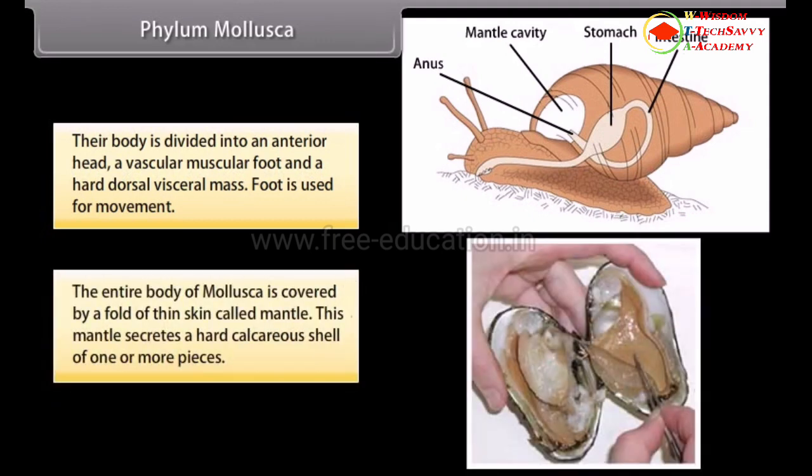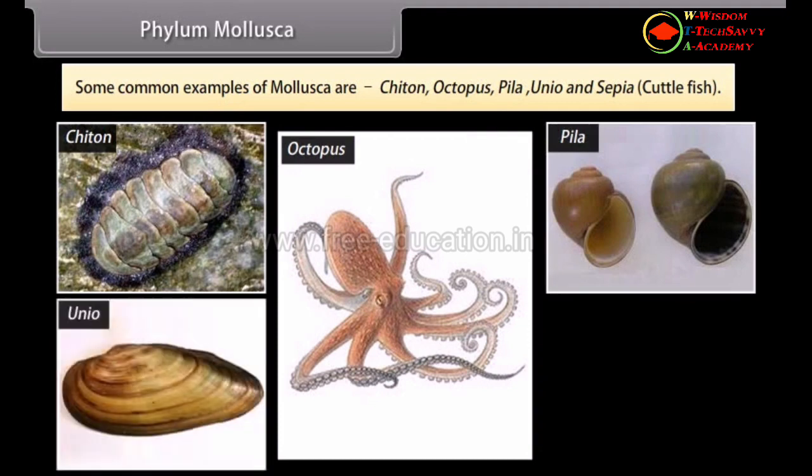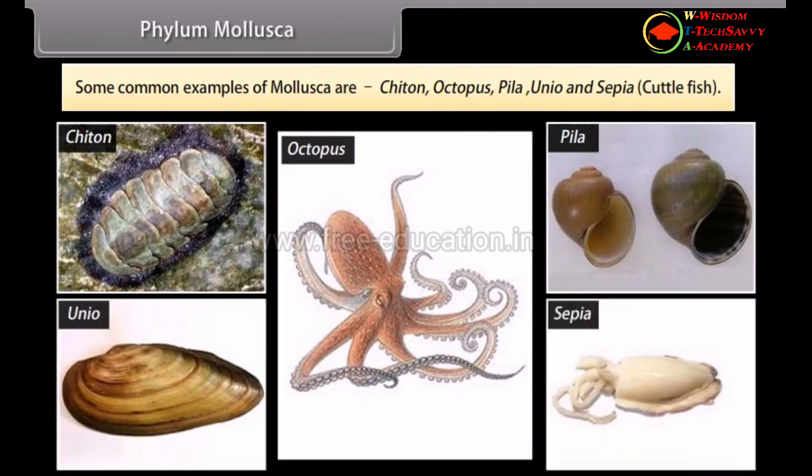The entire body of mollusca is covered by a fold of thin skin called mantle. This mantle secretes a hard calcareous shell of one or more pieces. Some common examples of mollusca are chiton, octopus, Pila, Unio, and sepia, cuttlefish.